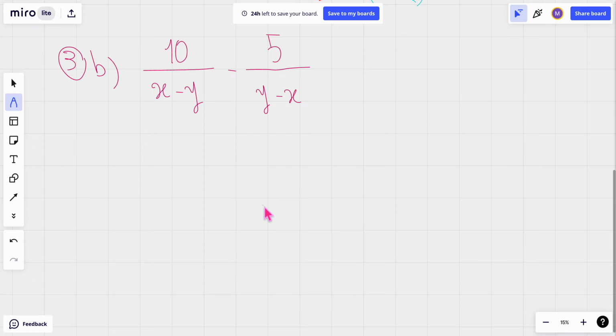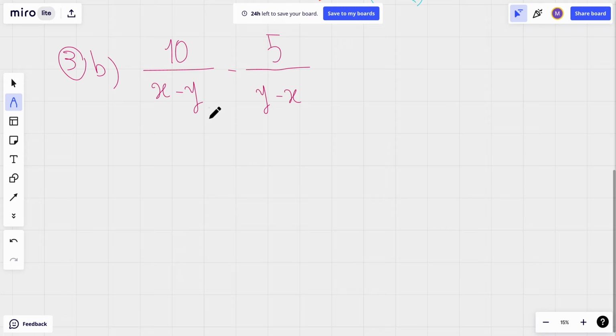Right, we have a similar example here. We have two fractions that are being subtracted, and I'm going to take a look at their denominators. The denominators look very similar, although there is a small difference. They seem to have exactly the opposite sign. So over here my x is positive, but over here it's negative. Same is true of my y. Over here it's negative, and over here it's positive.